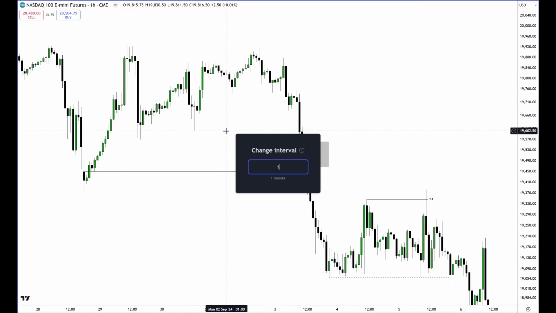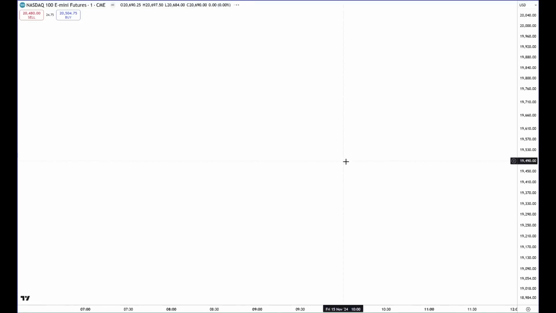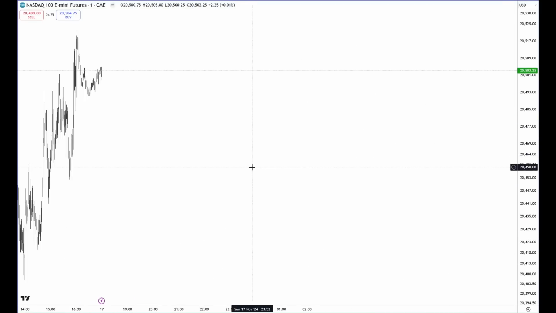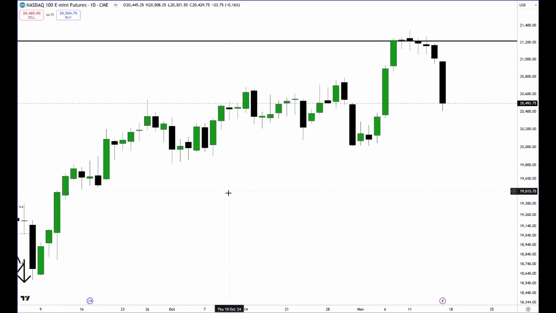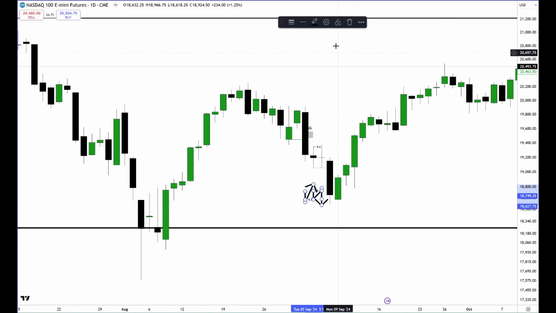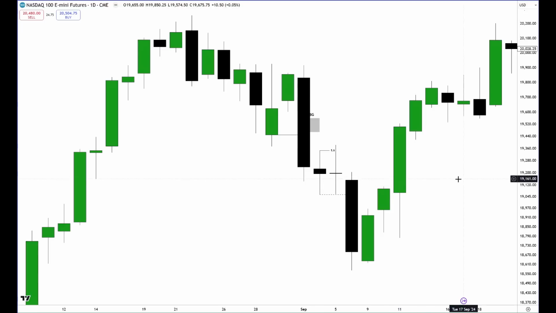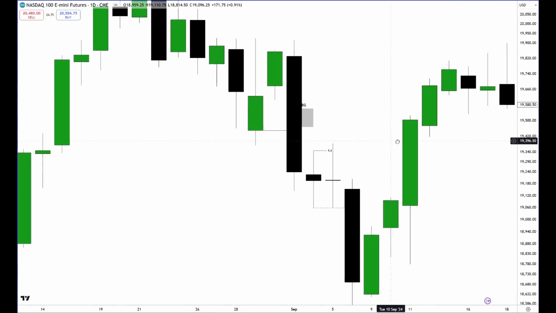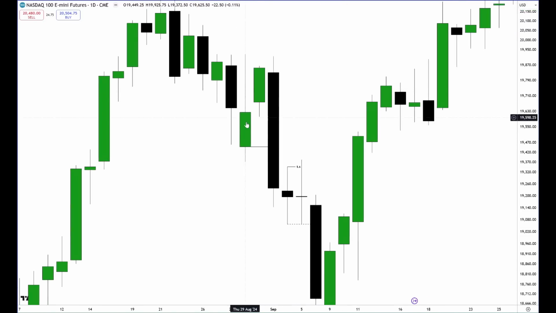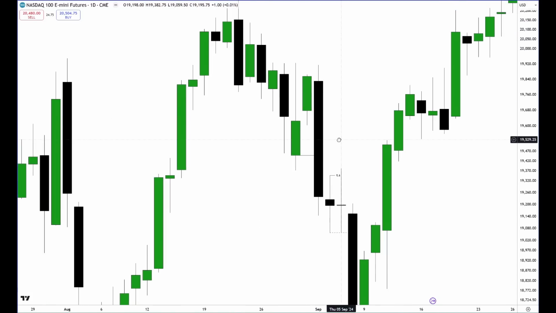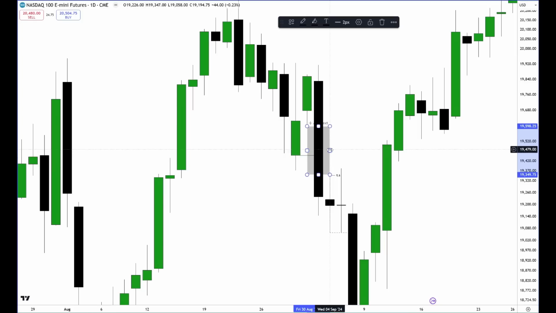Hopping onto a daily time frame. On the daily time frame, you can see right here, we have a clear fair value gap, a clear SIBI. Right? Wrong. Absolutely incorrect. This is not a fair value gap.